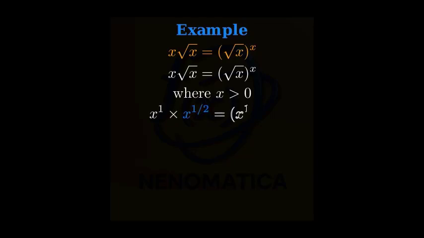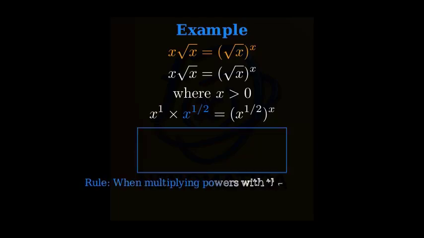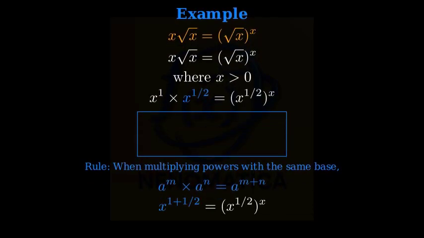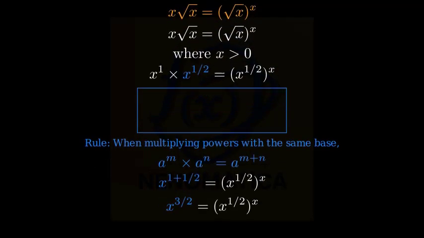On the left side, x can be written as x to the power of 1, and the square root of x can be written as x to the power of 1/2. Now, we can use the laws of exponents to simplify the left side. When multiplying terms with the same base, we add the exponents. So x to the power of 1 times x to the power of 1/2 equals x to the power of 1 plus 1/2, which is 3/2.